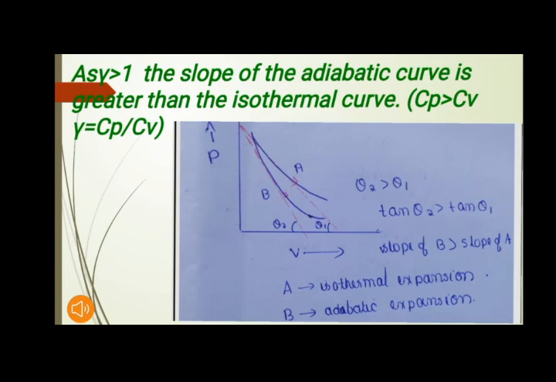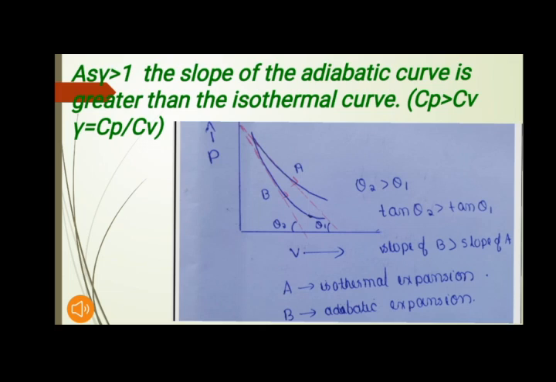As gamma is greater than 1, the slope of an adiabatic curve is greater than the slope of an isothermal curve. Gamma is equal to Cp by Cv. We know that Cp is greater than Cv. Therefore, we can say that gamma is always greater than 1.